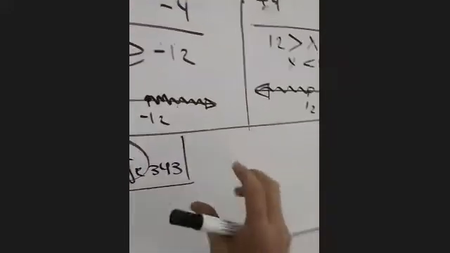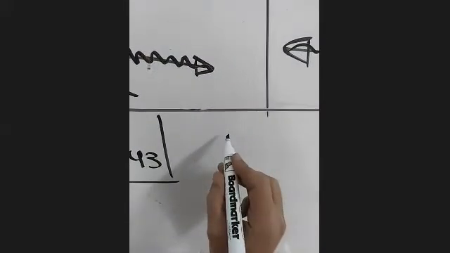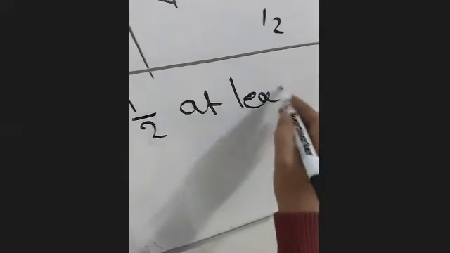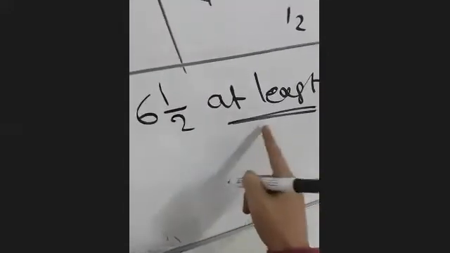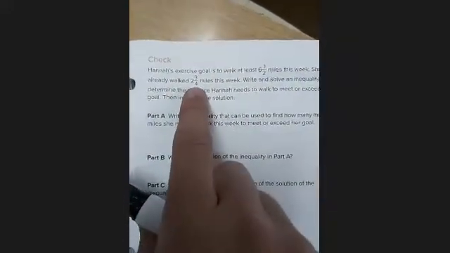Good. Wait, Yazan. Hannah's exercise goal is to walk how much? 6.5 miles, at least. At least. Don't forget this word. Continue. She has already walked 2 and 3/4 miles this week. This week she needs to walk 6.5 miles at least. Okay. But she already did how much? 2 and 3/4, right? Yes.